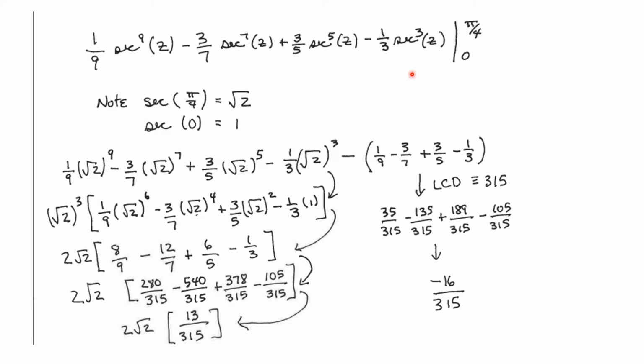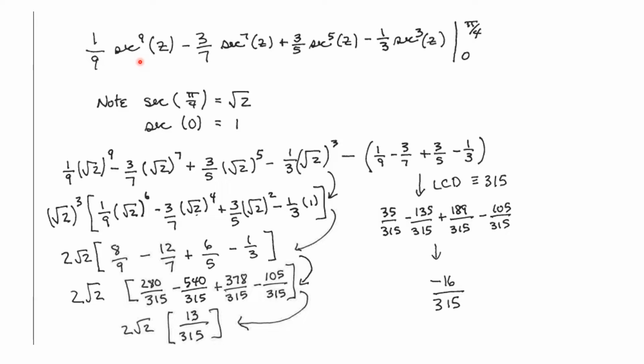For the top limit, we're going to be substituting in the square root of 2, raised to all of these odd powers. So I will have 1 over 9, the square root of 2 to the 9th power, minus 3 over 7, the square root of 2 to the 7th power, plus 3 over 5, the square root of 2 to the 5th power, minus 1/3, the square root of 2 to the 3rd power. And then I'm going to subtract off the whole of substituting 0 in here. But of course 0 is going to give you 1 everywhere, so we're really just adding up the fractions. But remember, it was subtracting the whole of these fractions.